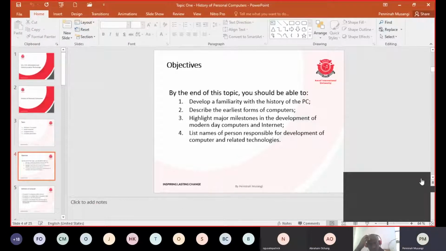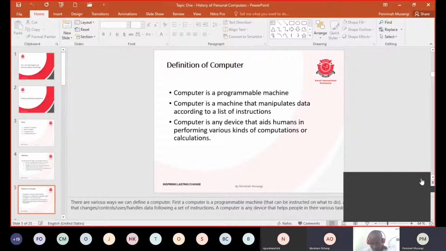The objective of this particular topic is to develop a familiarity with the history of the personal computer, describe the earliest forms of computer, highlight the major milestones in the development of modern computers and internet, and also list the names of the people responsible for development of computer and the related technologies. By the end of this topic, which I believe we are going to cover today, we should be able to do all the 4 things. So we start by defining a computer.